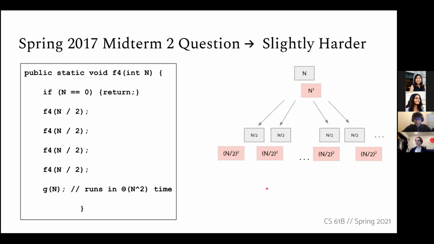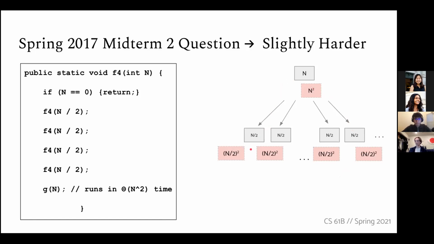So say we have our next layer with 16 nodes with input n over 4. Well, the total amount of work done for a single node is going to be equal to theta of n over 4 squared, which is n squared over 16. And we have 16 of these nodes for the next layer. So that layer's total amount of work is going to be 16 times n squared over 16, which results in a total amount of work of n squared for that layer. So here we can start seeing an obvious pattern.